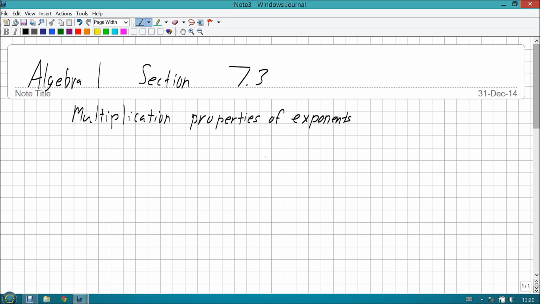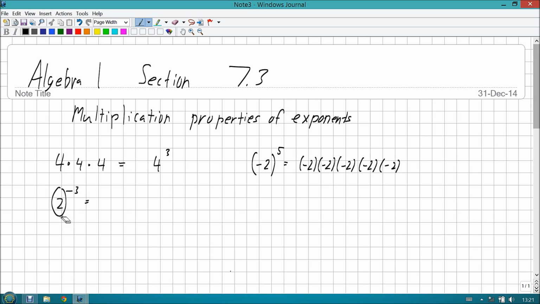And the first thing we're going to go over is what is a higher power again. If we remember, if I take 4 and I multiply it by itself 3 times, that becomes 4 to the third power. If I take negative 2 and raise it to the 5th power, that means that I would take negative 2 and multiply it by itself 5 times. If we had 2 to the negative third power, that means that we would first flip the base and turn it into 1/2 raised to the third power, and then we'd have 1/2 multiplied by itself 3 times.